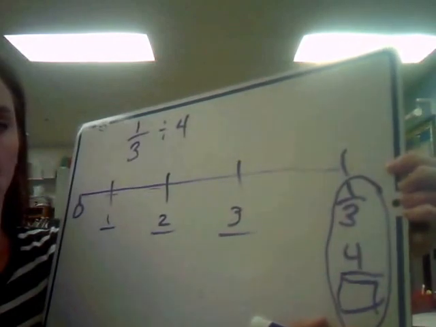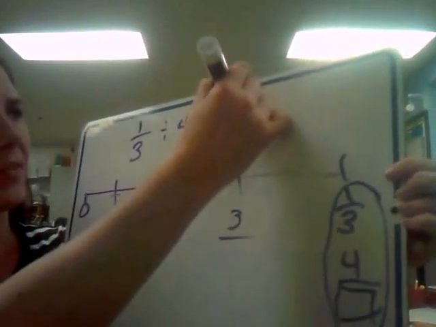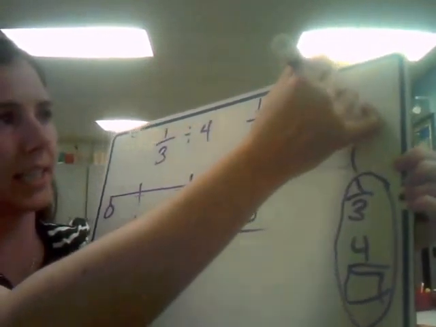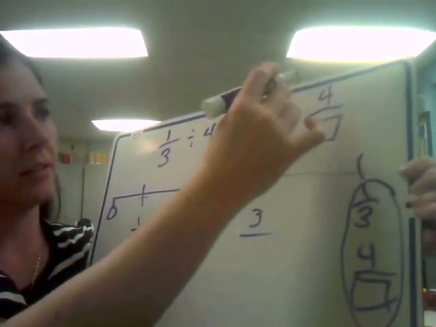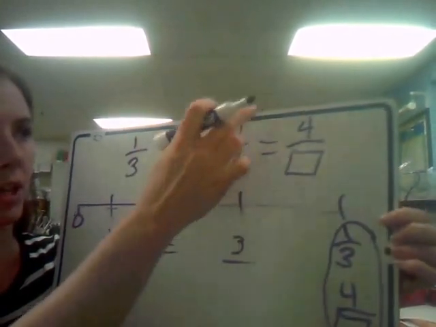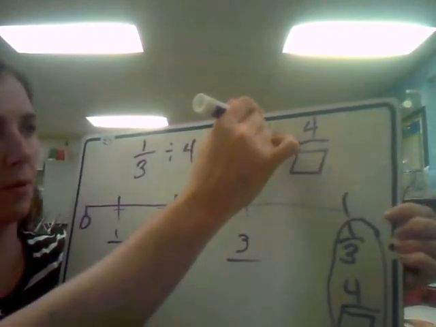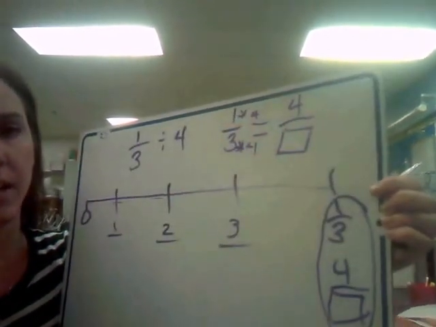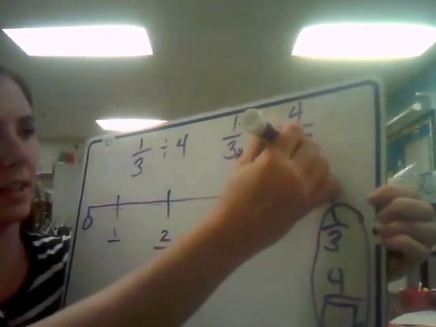1/3 is equivalent to 4 over what? And again, if they can't see it like this, they can write it horizontally. Okay, so how do I get from 1 to 4? I multiply by 4, which means I need to apply that same rule to the denominator. So 3 times 4 is 12.